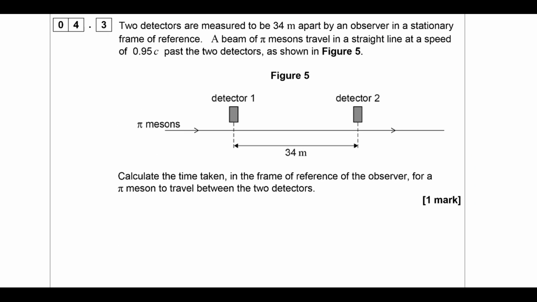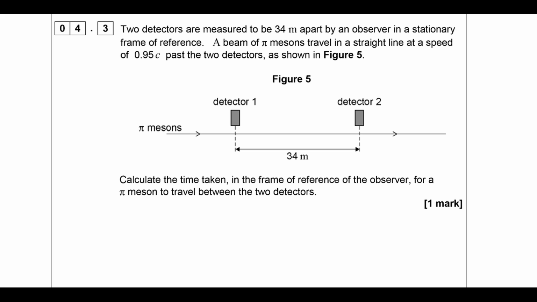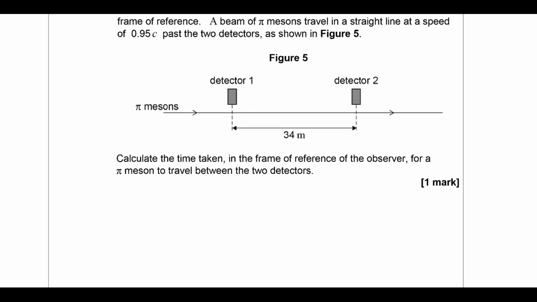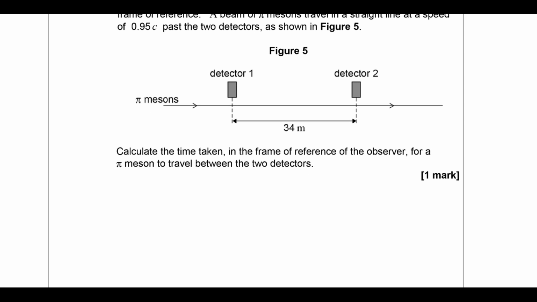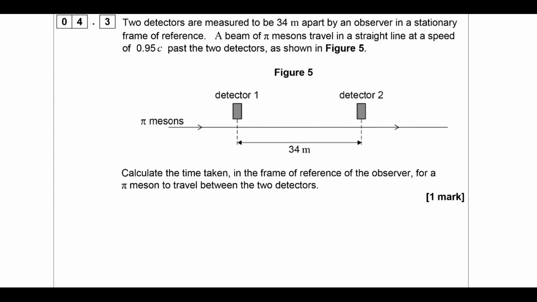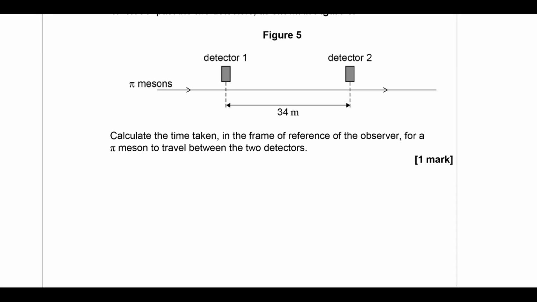We've got two detectors that are 34 meters apart, and that's measured by an observer in a stationary reference frame. And we've got a beam of pi mesons traveling in a straight line at a speed of 95% of the speed of light, and it passes the two detectors there. Calculate the time taken in the frame of reference of the observer for a pi meson to travel between the detectors. So this should be fairly straightforward.